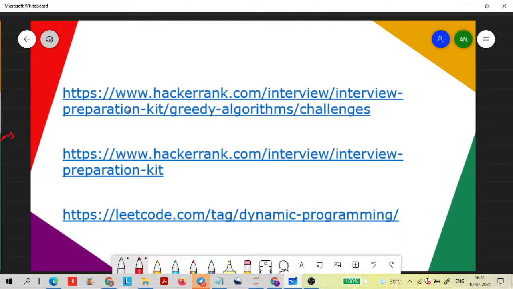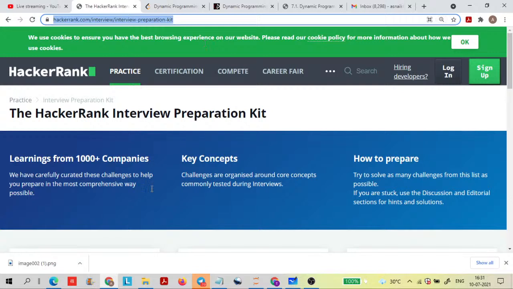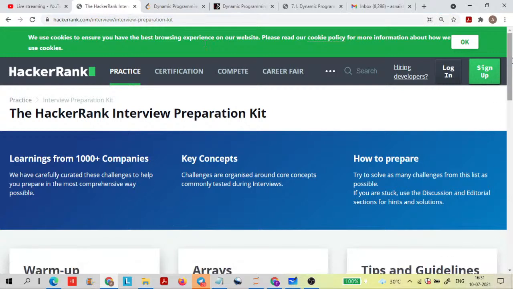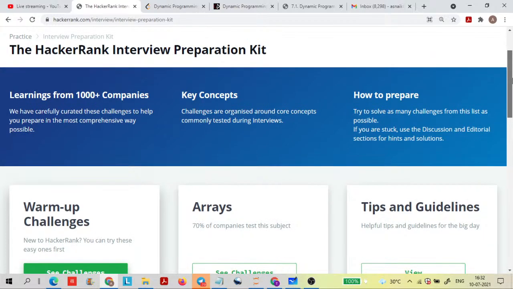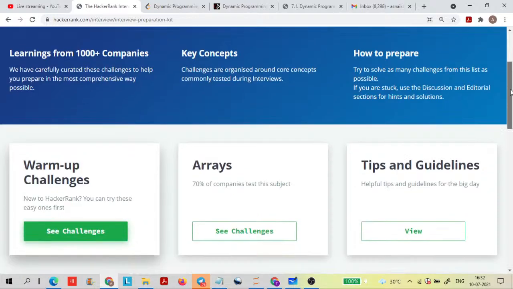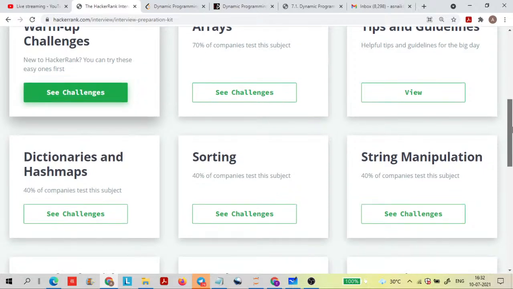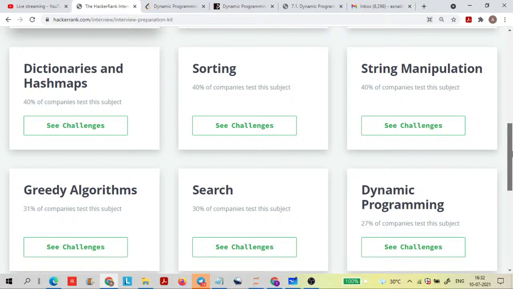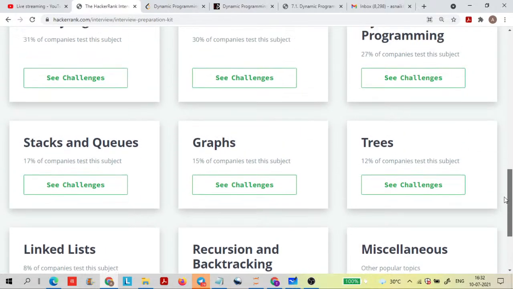For greedy programming, where can you refer to content? Here are some links. You can go through the HackerRank platform, where you will find the HackerRank interview preparation kit. This is very important. Thousands of companies refer to this platform when preparing questions, where you will get challenges based on arrays, sorting, dictionaries, string manipulation, greedy algorithms, dynamic programming, search, graphs, trees, stacks, queues and linked lists.